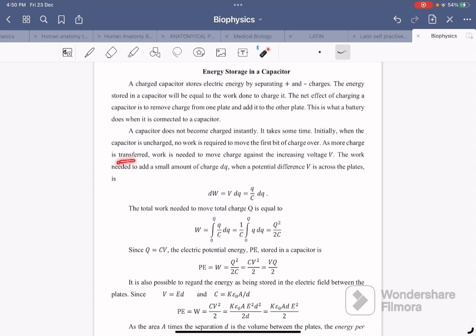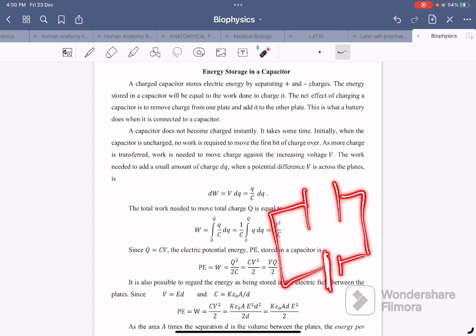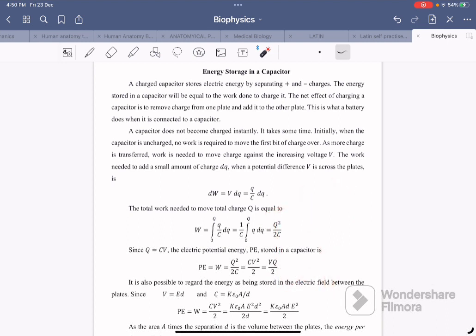As more charge is transferred, more work is needed to move charge against the increasing voltage. The work needed to add a small amount dq when the potential difference across the plates is V. Okay, so potential difference is simply the difference of the charges of two unlike charges. That is the main concept of potential difference.